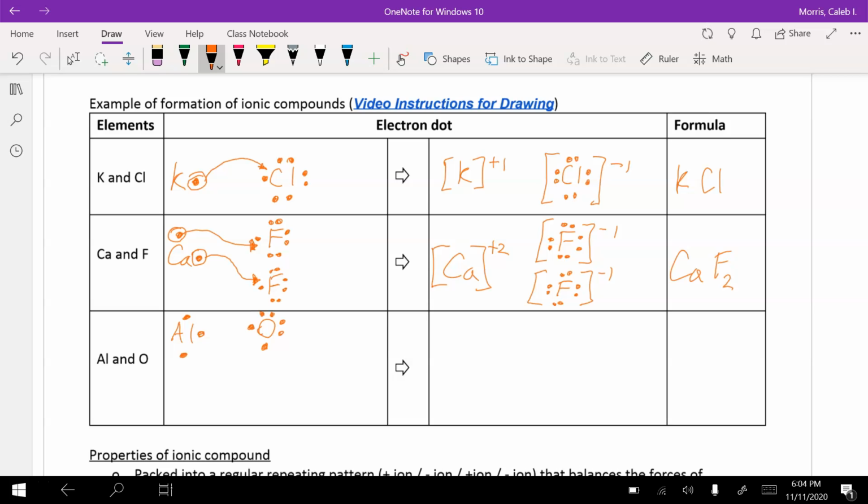Well, aluminum has 3. It wants to give those 3 away because that's easier than gaining 5. Oxygen needs to only gain 2, so it'd be easier for it to gain 2 than to lose all 6. So aluminum is going to give one of these electrons to oxygen, and then another one to oxygen because oxygen needs 2 electrons. Aluminum still has 1 to give away though, so another oxygen is going to show up and take that last electron from aluminum.